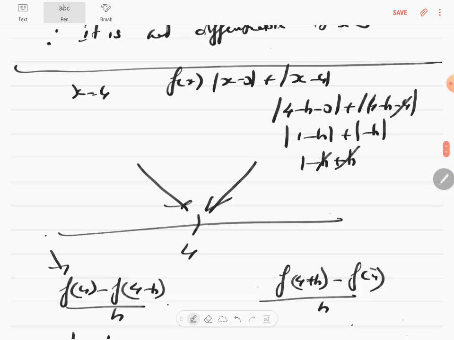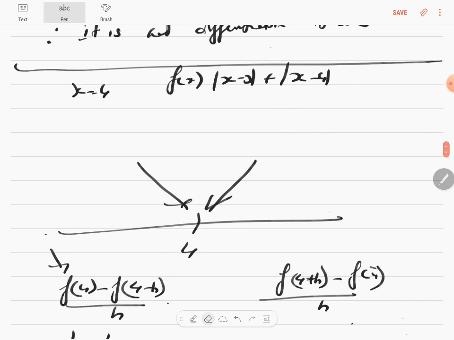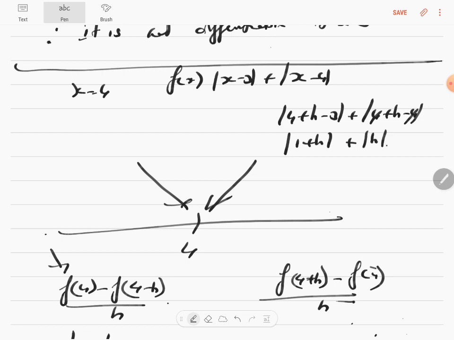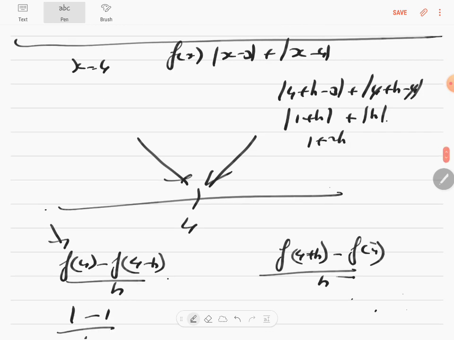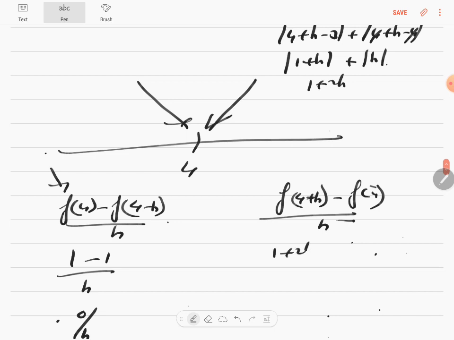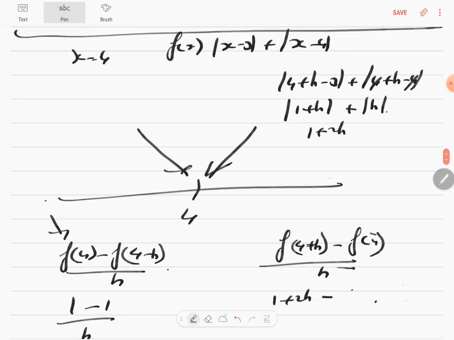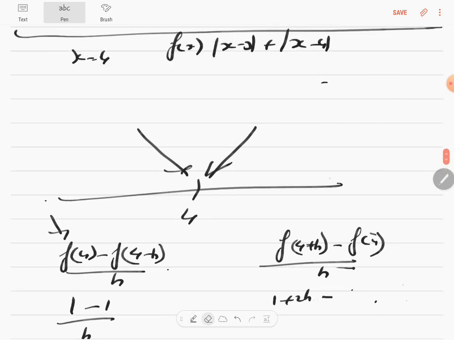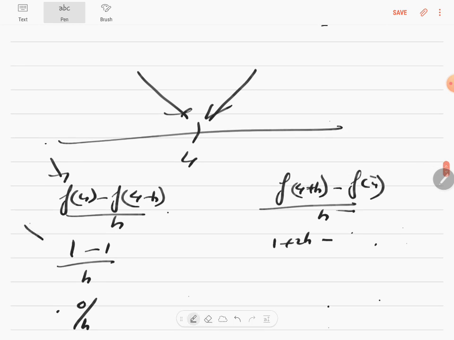Let's look at the right hand side. It's 4 plus h. So it's mod of 4 plus h minus 3 plus mod of 4 plus h minus 4. The 4 and 4 get cancelled. This will be 1 plus h plus mod of h, which is 1 plus 2h. So this is 1 plus 2h minus f of 4. What is f of 4? You already found that it's 1, so you put 1. The 1 and minus 1 get cancelled. 2h by h, the answer is just 2.